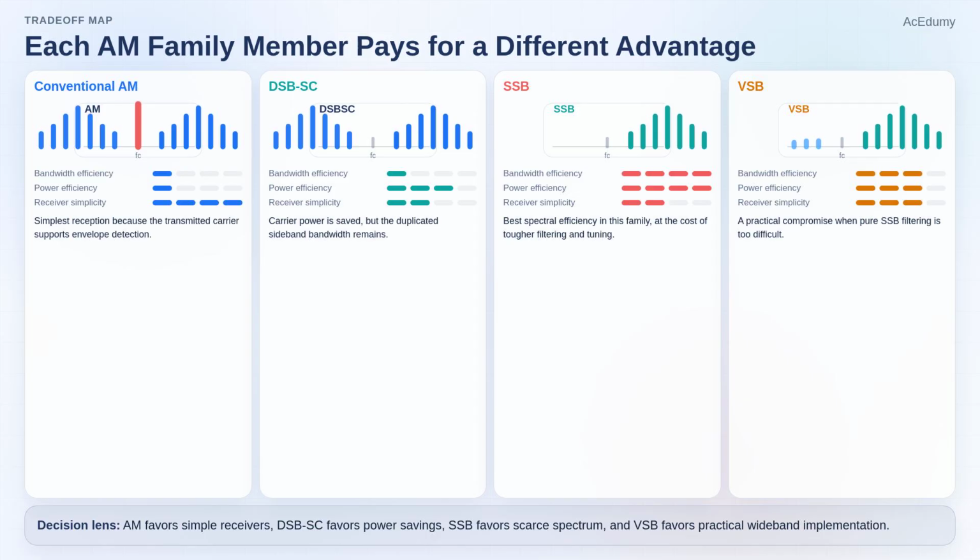SSB is the most bandwidth-efficient member of this family and also avoids duplicated sideband power, but it demands better oscillators, filtering, and tuning. VSB sits between SSB and DSB styles. It gives back a little efficiency so that practical filters and receivers become easier to build.